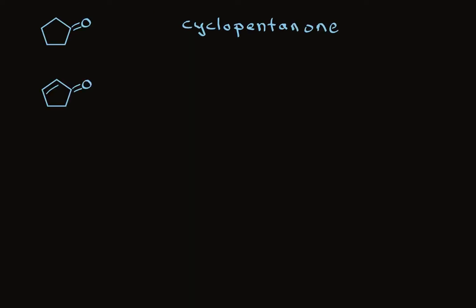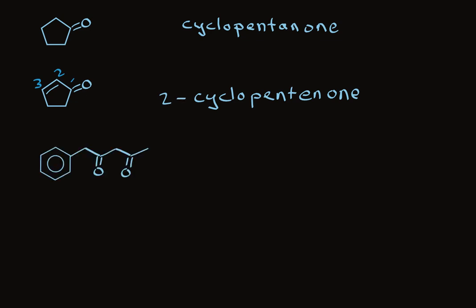If there's something else going on with the ring, we can modify the name to show that. So this is a cyclopentenone. We'll change that A to an E right here. Pentene, so it's a double bond. One. Don't need a number. It's always going to be 1. We'll number the ring. 1, 2, going in the direction that gets us to the double bond quickest. So this is 2-cyclopentenone.